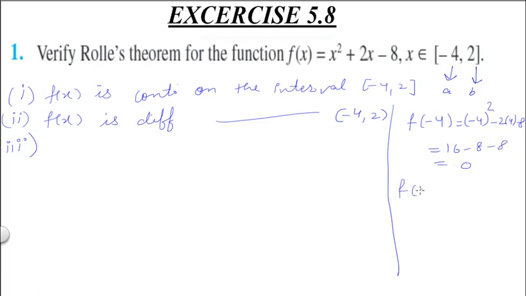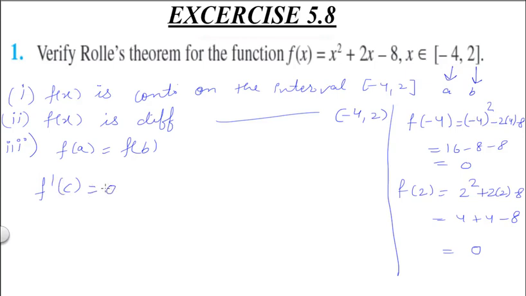Let us find f of 2, which will be 2 square plus 2 into 2 minus 8, which is 4 plus 4 minus 8. We get the answer as 0. So we say that f of a is equal to f of b. Now all three conditions are satisfied for Rolle's theorem. Then there exists a real number c.